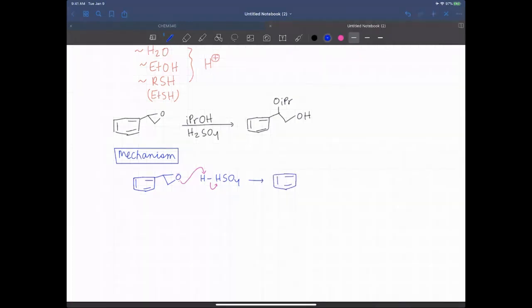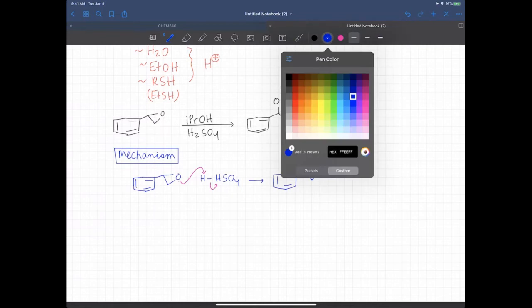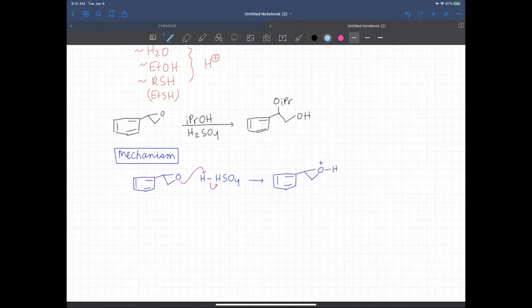And we have this here. So now, does this look familiar here? You have a bridge to an atom with a positive charge. Where have you seen something like that before? Where is it analogous to?